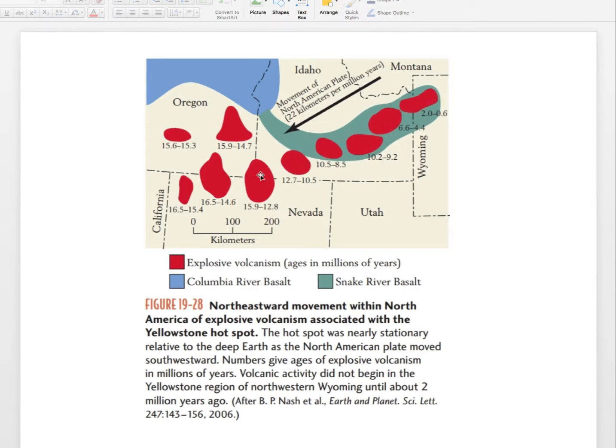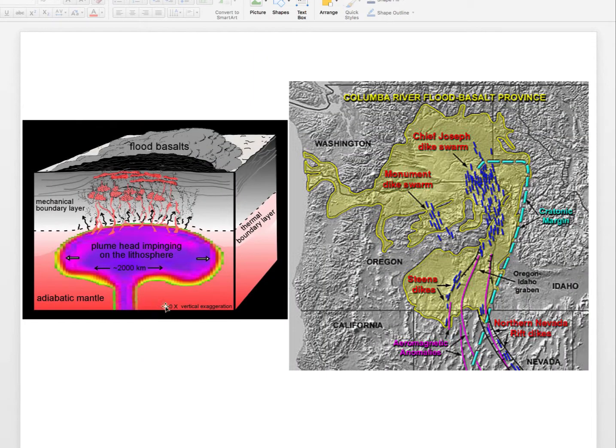So there's a trend where they're older in the west and younger over here as you get towards Yellowstone. In fact, this represents Yellowstone right here. And so what's been happening here is, remember, the whole North American continent is moving away from the mid-Atlantic ridge. Pangaea is rifted, and North America is moving over that hotspot. Remember, the hotspot is stationary. It's not moving. What's moving is the continent over the hotspot.